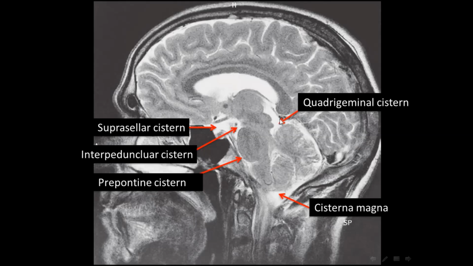This is a sagittal T2 MR image. This is the location of quadrigeminal cistern, the cisterna magna, the largest one here, the suprasellar cistern superior to the sella turcica, the interpeduncular cistern, and the prepontine cistern anterior to the pons.